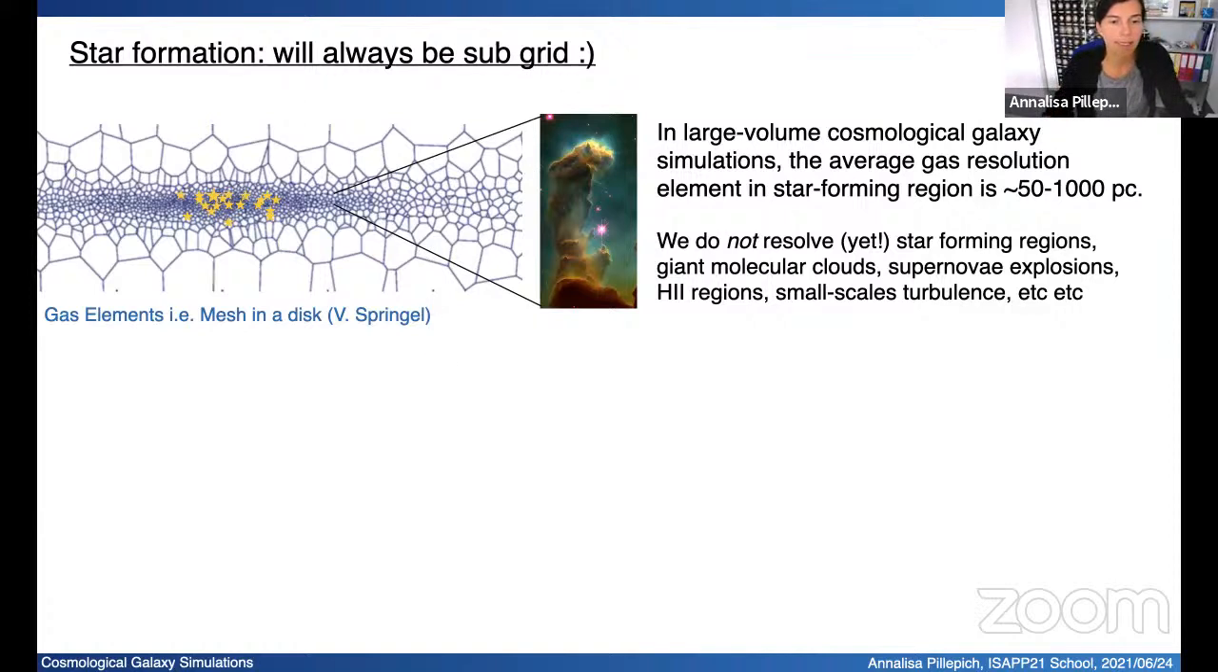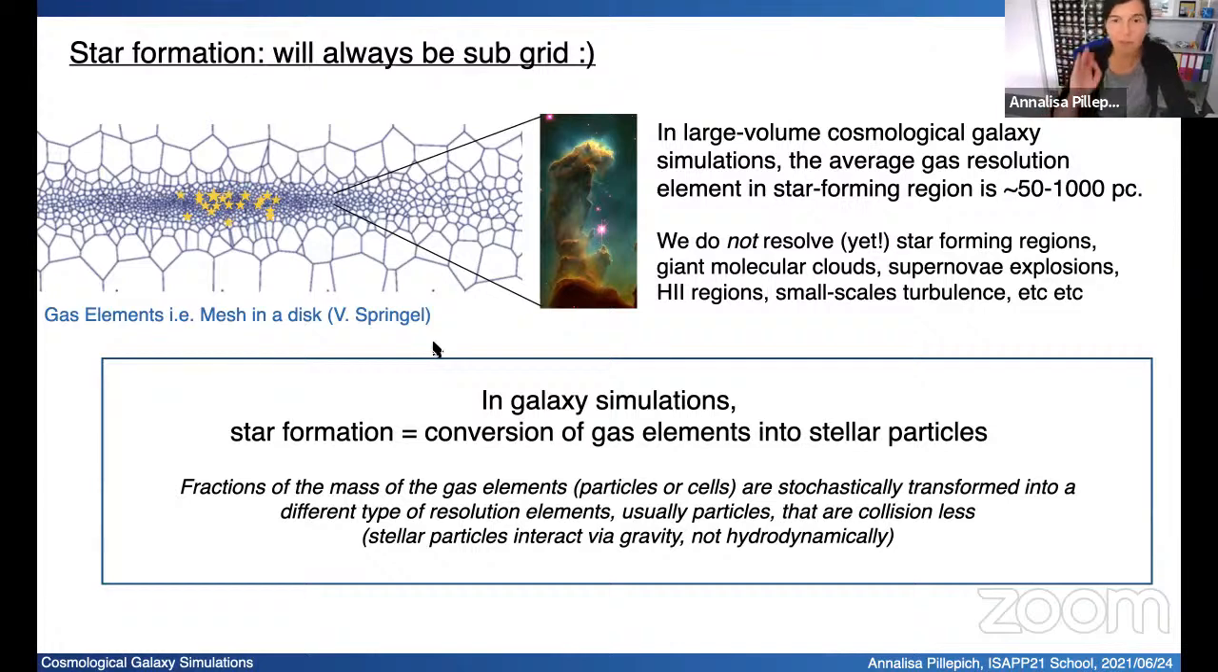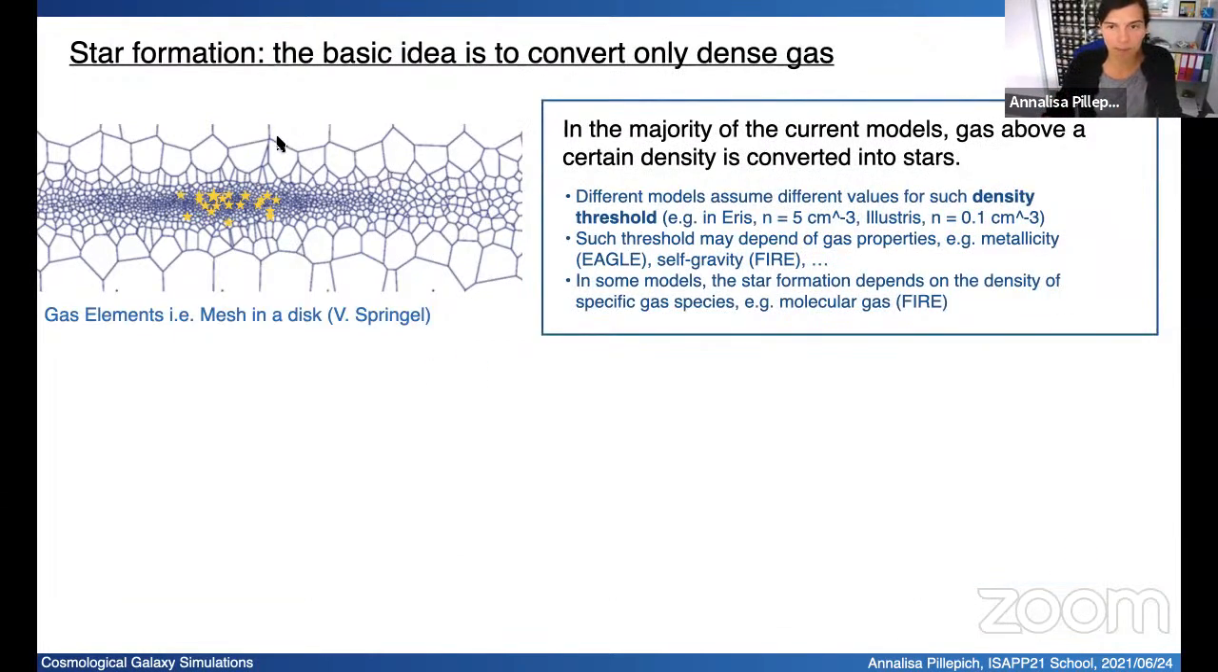Okay, so in this numerical model, star formation means conversion of gas elements into stellar particles. So a fraction of the gas elements, whether gas particles or gas cells, can be transformed into another type of resolution element. They get a new label, and then they are required to solve a different set of equations in the code, which we call stellar particles. And the basic idea is to convert only gas that is dense into stars.